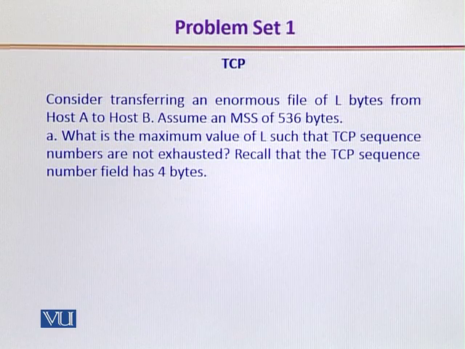Let's look at the throughput problem. Imagine transferring a large file, it could be a large video file, of L bytes from host A to host B. So it's a peer-to-peer transfer. If you assume a maximum segment size of 536 bytes, what is the maximum value of L, that is the file size, that TCP sequence numbers can support? Because you know that TCP sequence numbers are represented by 4 bytes.